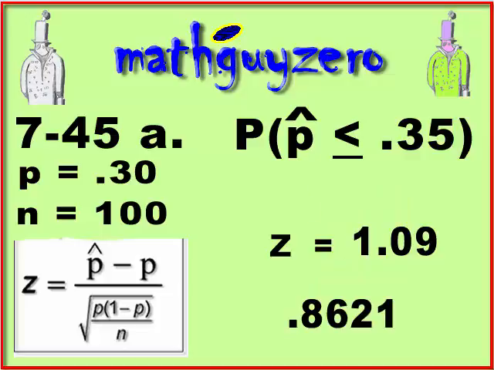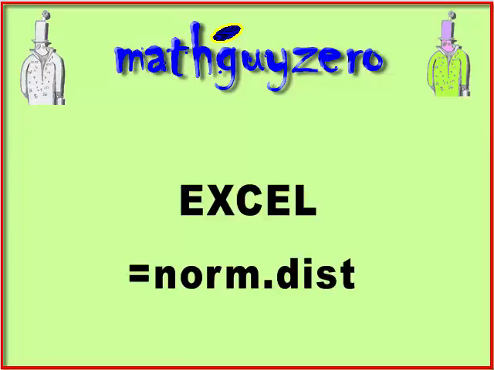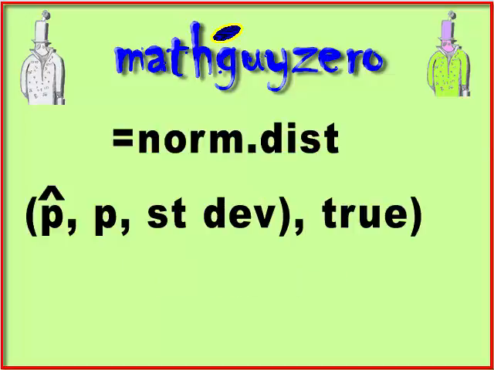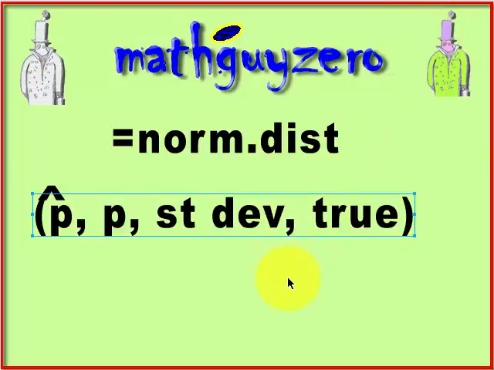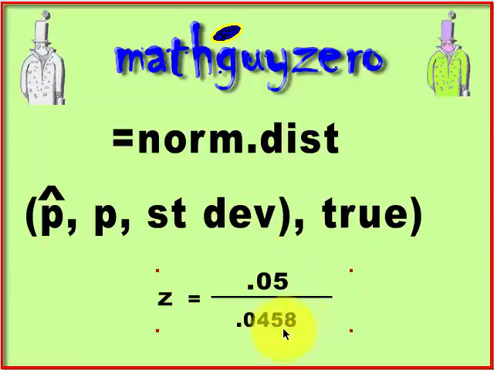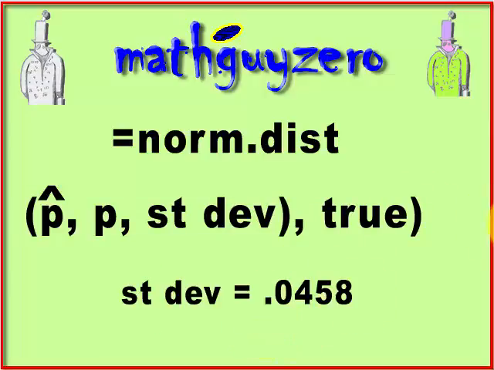But we're going to double check in Excel using the norm dist. That is your best friend. Instead of the random variable x, you're going to use the proportion p hat, the sample proportion. Instead of the population mean, you're going to use the population proportion. The standard deviation is what we just calculated, 0.0458. So we're going to type that into our Excel.